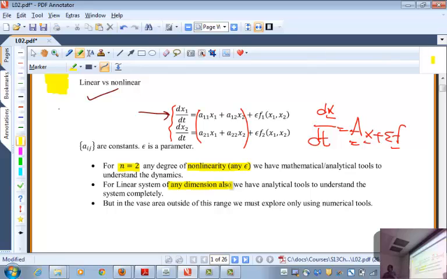There are strong theoretical foundations for us to do that. What happens if we have a third order system that is nonlinear? There are no analytical tools. We need to use numerical tools to explore only in an approximate manner.